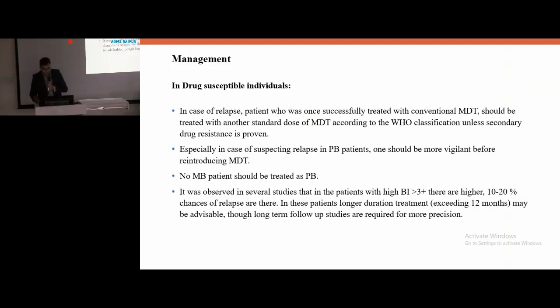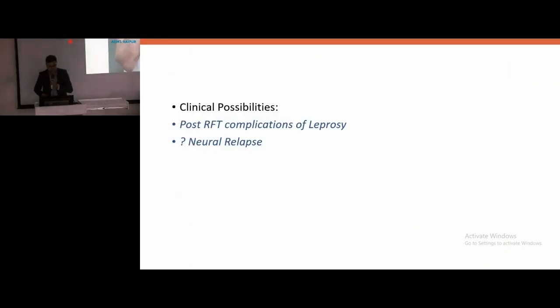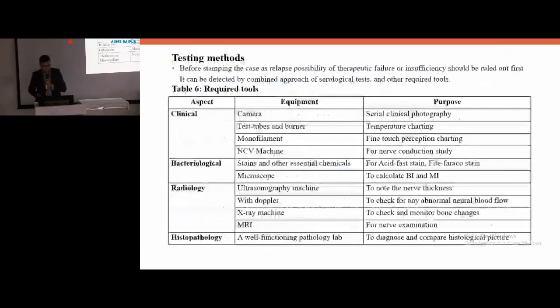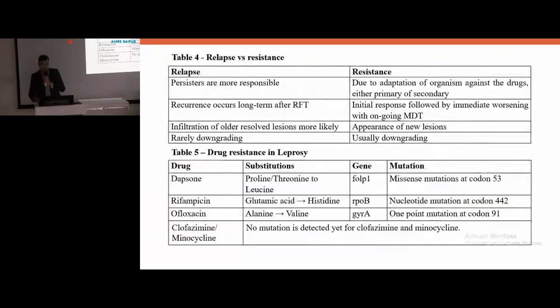Now moving on to the management, I will just summarize it briefly. Where we have suspected therapeutic insufficiency, there we will work up the patients for resistance. The causes for resistance could be due to adaptation of the organism. There may be an initial response followed by immediate worsening. With ongoing MDT, there will be appearance of new lesions, and usually it is a downgrading type of event.